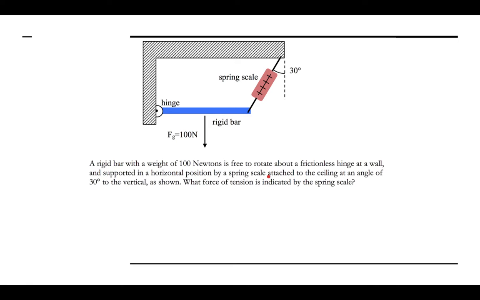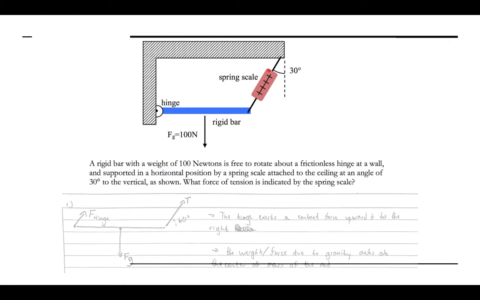So in this example, a rigid bar with a weight of 100 newtons is free to rotate about a frictionless hinge at a wall and is supported in a horizontal position by a spring scale attached to the ceiling at an angle of 30 degrees to the vertical, as shown. We ask, what is the force of tension that's indicated by the spring scale? If we have the spring scale right here, what is the force that's going to be on the spring scale?